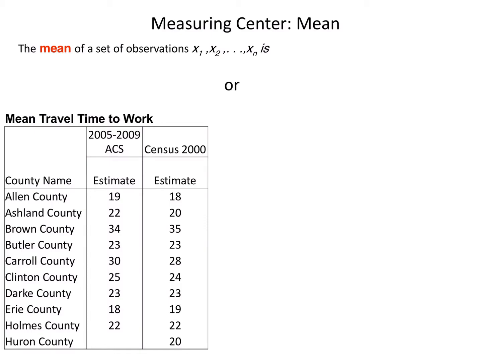All right, so the first thing we want to talk about is measuring the center, and we're going to first do that with the mean. So the mean of a set of observations, you've probably calculated this before. You find the mean by taking all the observations and adding them up and then dividing by the total number of observations. So here I'm going to add x1 plus x2 plus all the way up to xn, and since there are n of them, then I divide by n.